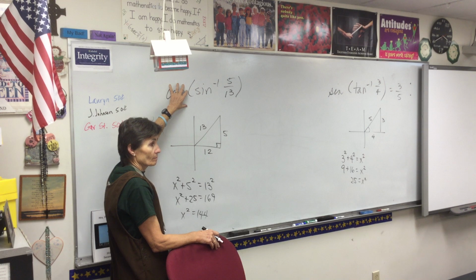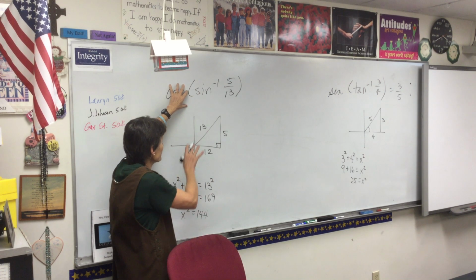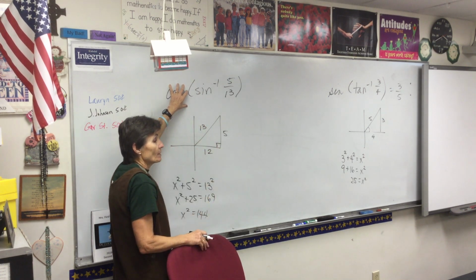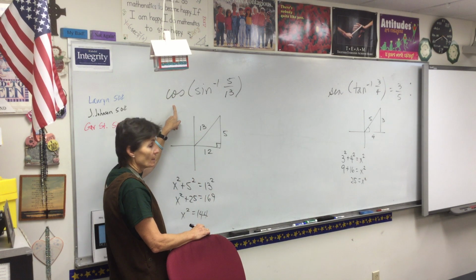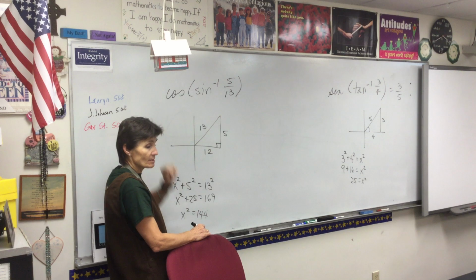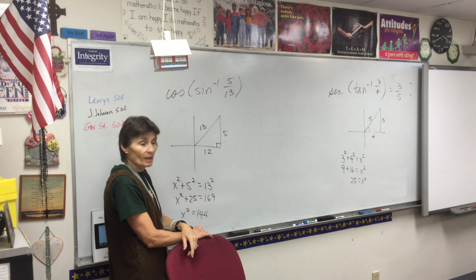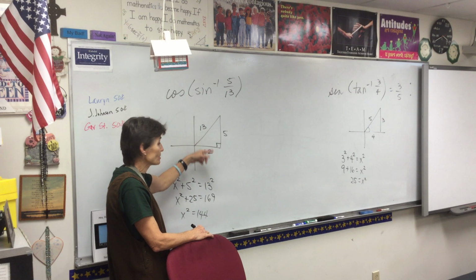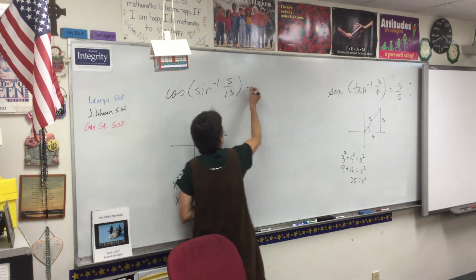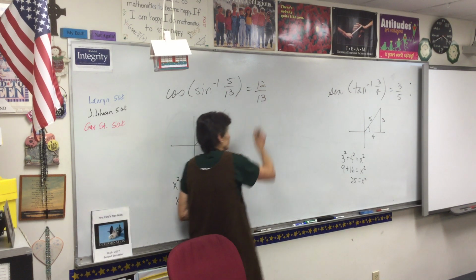Okay. So I've drawn this picture. Now what do I want to know? This is what I want to know. I want to know cosine, so the answer is x over r, or adjacent over hypotenuse. So that will be 12 over 13.